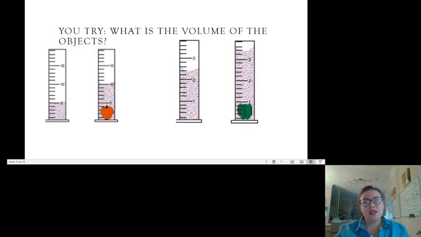And you can also find volume geometrically. If you have a cube, you can just do length times width times height. Or if you have a pyramid, you can solve for the volume that way. But for objects that are irregular, we use this displacement of water, how the water level changes, to tell us the volume.